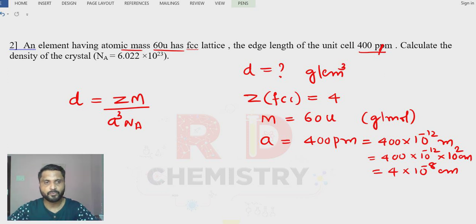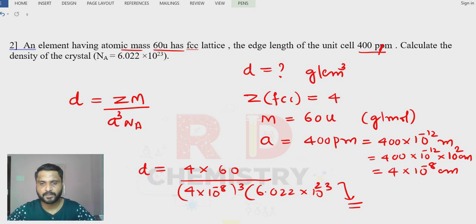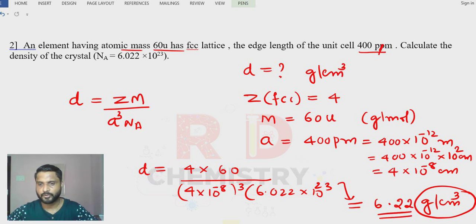Okay, so now in the formula we are supposed to calculate density. Z is equal to 4 and molar mass is 60, divided by 4 into 10 to the power minus 8, then you have to cube it. This Avogadro number is given, 6.022 into 10 power 23. Okay, so on substitution and finally using a calculator, you can get the final answer equal to 6.22 gram per cm cube. Okay, so remember you need to write the unit as well. So 6.22 here. Okay, right?